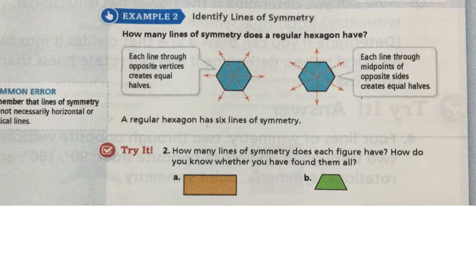So you think about the trapezoid in B and see how many lines of reflection you think it'll have. I see two. Two. Horizontal and vertical.